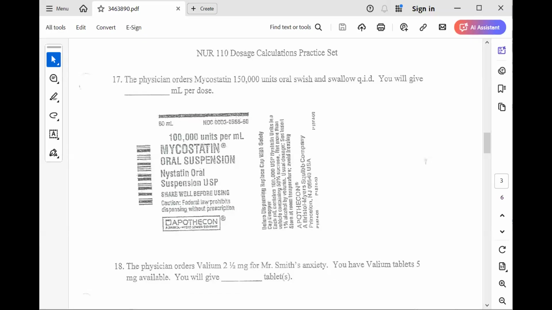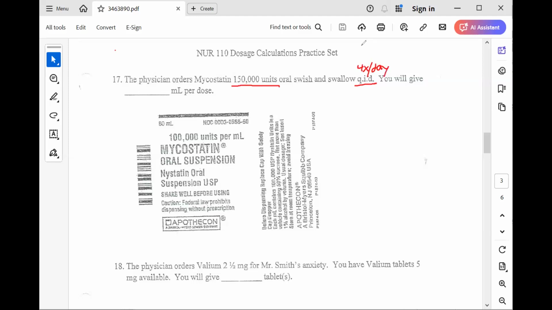So in this, we have another oral-based med, but it's going to be an oral swish. So it means that this won't be swallowed, it'll just be swished around the mouth. So it's a nystatin. It looks like it's an antifungal, probably for thrush. And what we're seeing is the order, 150,000 units. It tells you to swish and swallow, and then QID. So it just tells you 4 times per day.